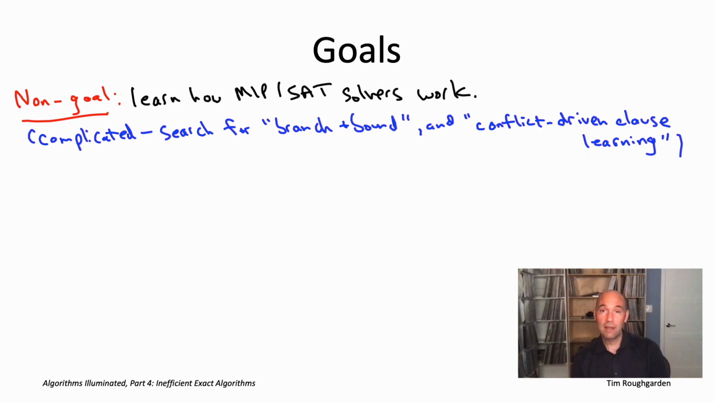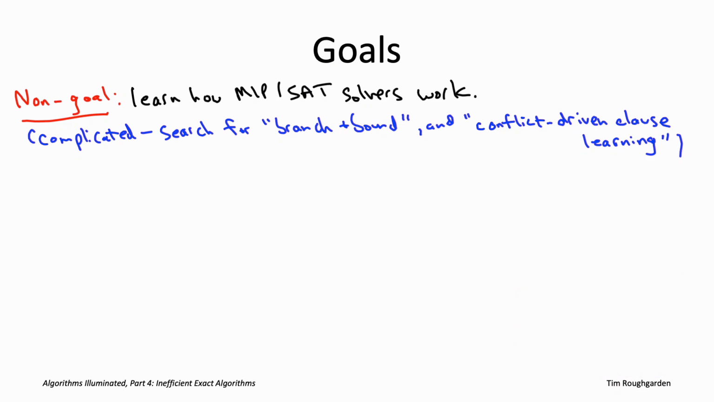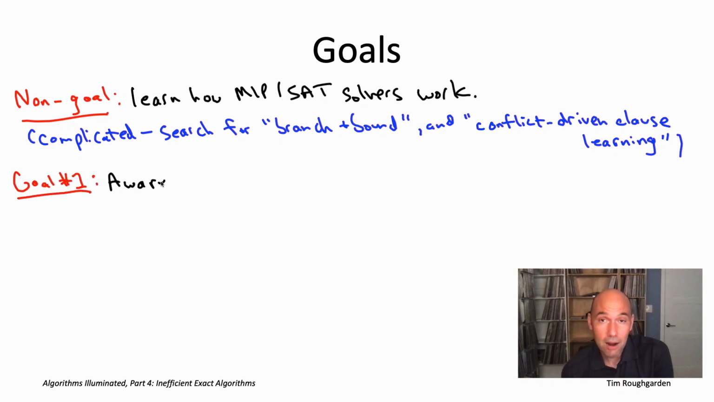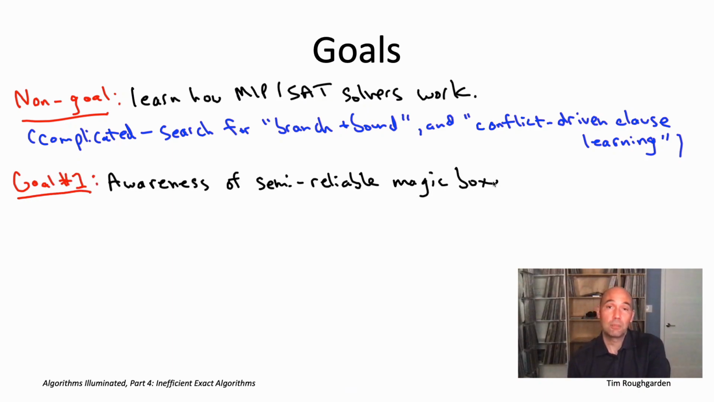So if we're not going to learn how these solvers work, what are we going to learn? Well, the first thing is, honestly, I just want you to know that these pieces of technology exist and are more or less available at your fingertips. Not enough programmers are aware that we have these semi-reliable magic boxes called MIP and SAT solvers, which can be incredibly useful for tackling NP-hard problems in real applications.